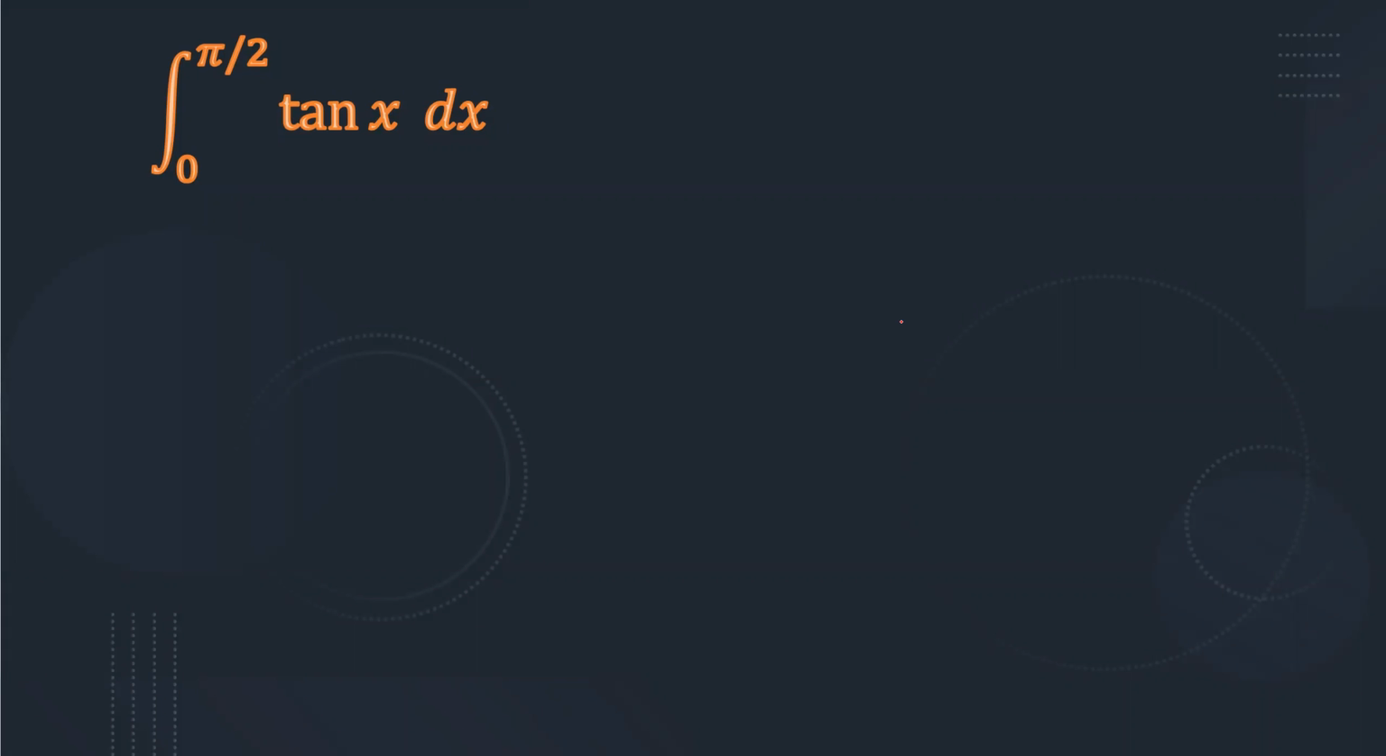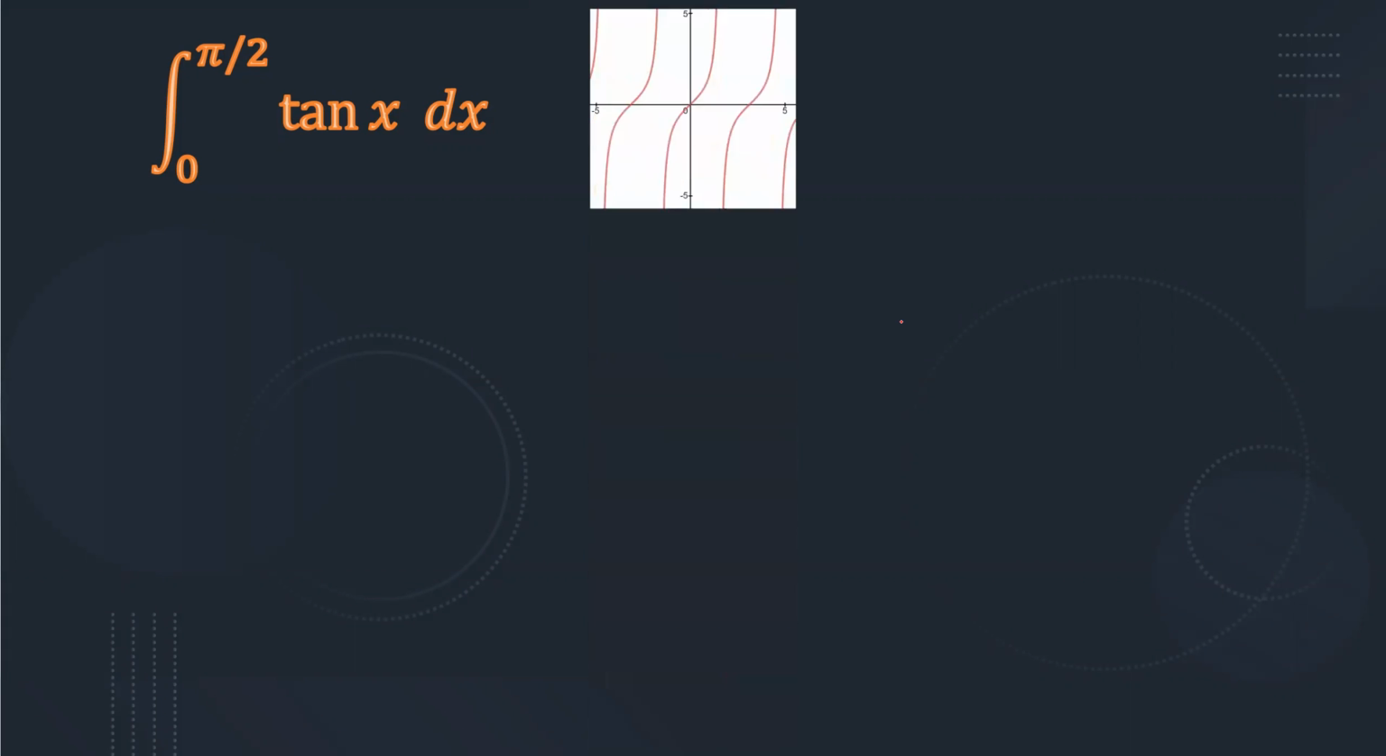All right, the integral from 0 to pi over 2 of tangent x. If you think about the curve tangent x, the asymptotes are at odd multiples of pi over 2. So we cannot take the integral up to pi over 2, but what we can do is take the integral from 0 to b, and then let b approach pi over 2 from the left.